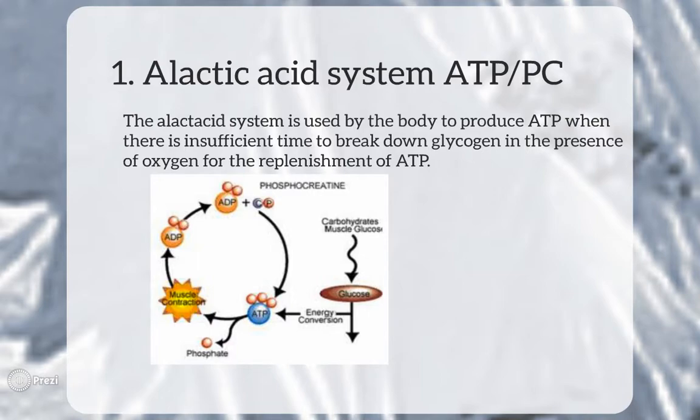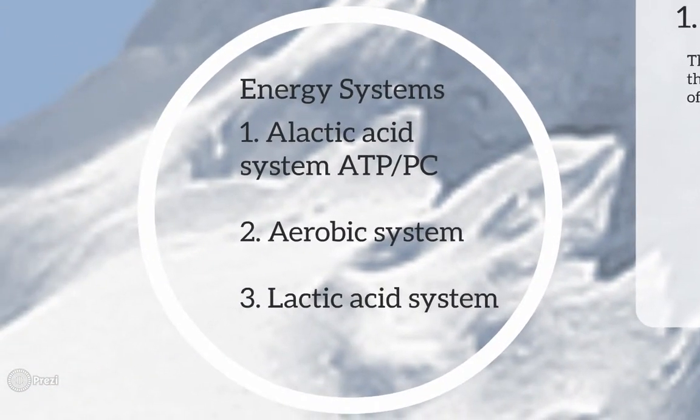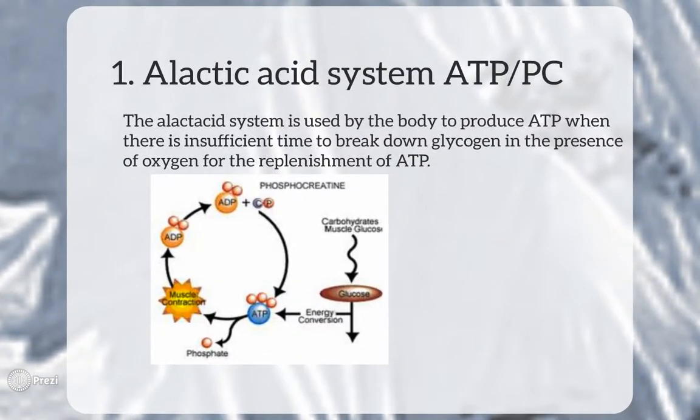The key energy systems are: one, the ATP-PC system; two, the aerobic system; and three, the lactic acid system. The ATP-PC system is used by the body to produce ATP when there is insufficient time to break down glycogen.